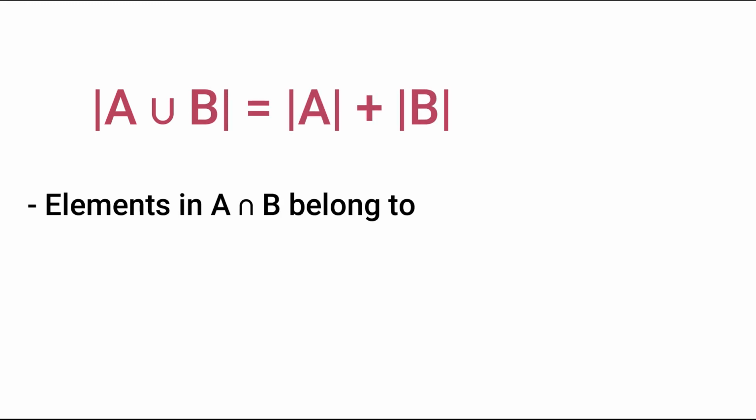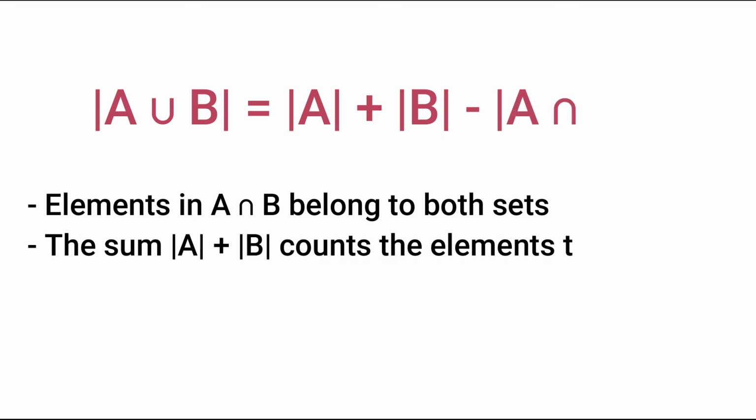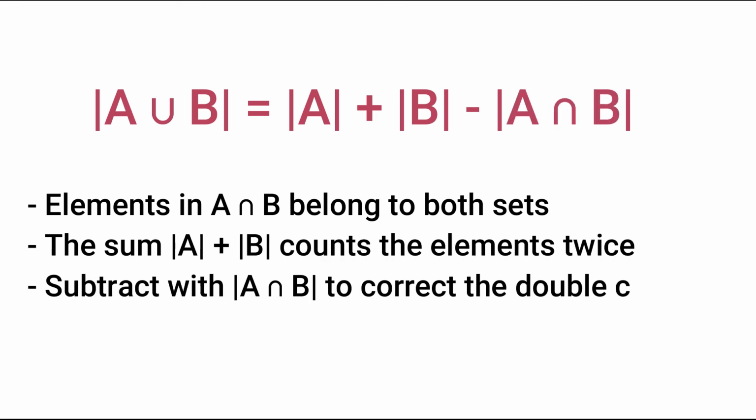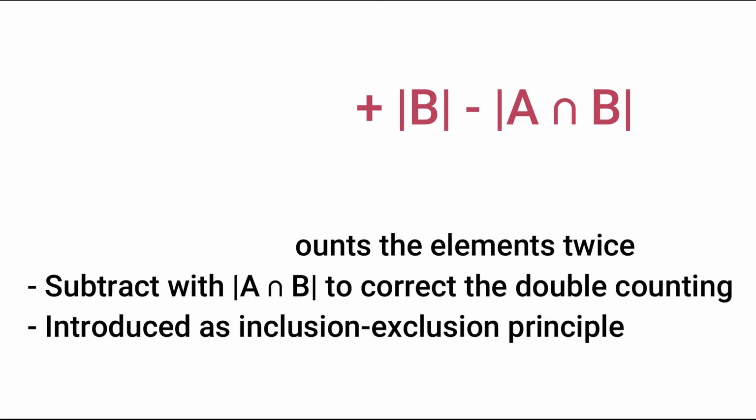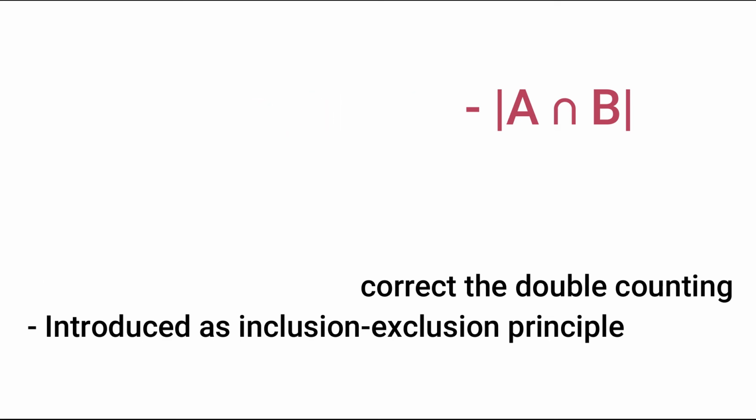So the second theorem is the size of A union B is equal to the size of A plus the size of B minus the size of A intersect B. This theorem can be applied if the elements in A intersect B belong to both sets. The sum of A plus B counts those elements twice. To correct this double counting, we subtract A intersect B. This theorem is also known as the inclusion-exclusion principle.